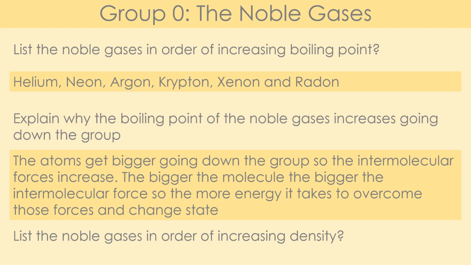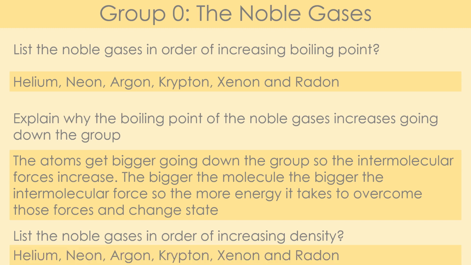And finally, we want to list the noble gases in order of increasing density. Again, for that, we've got helium, neon, argon, krypton, xenon, and radon. So they're increasing in density going down the group. Well done if you got those correct.